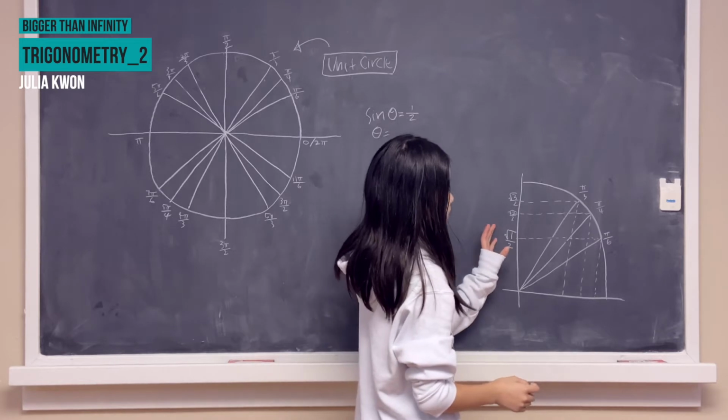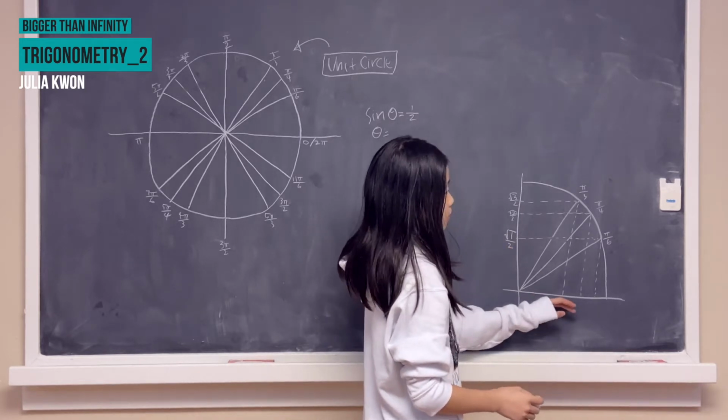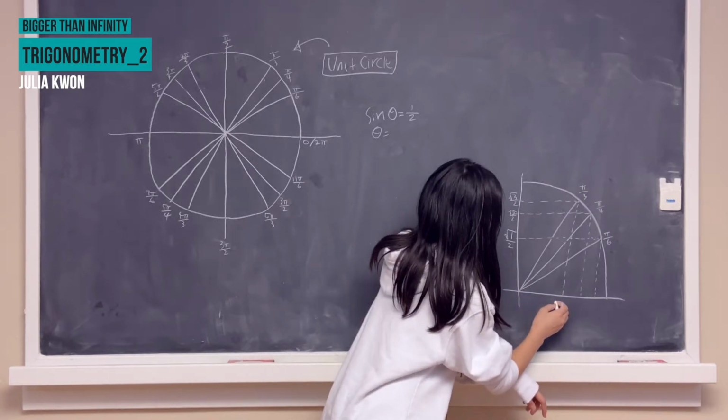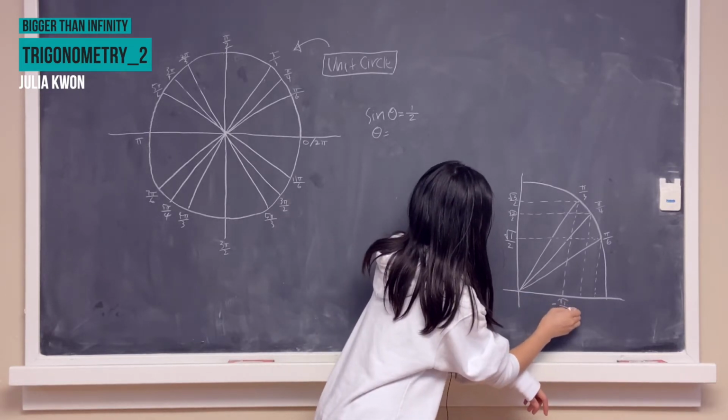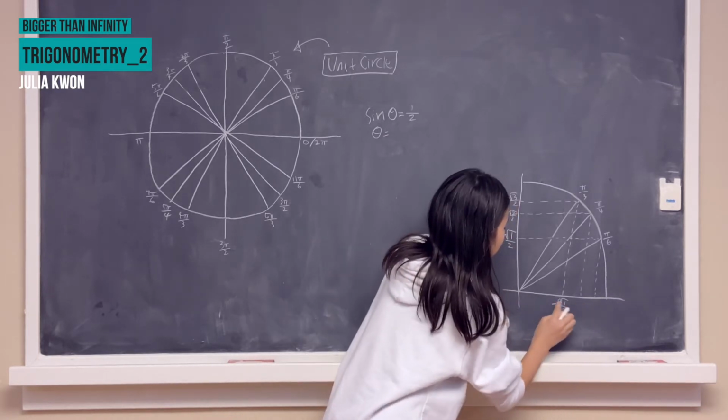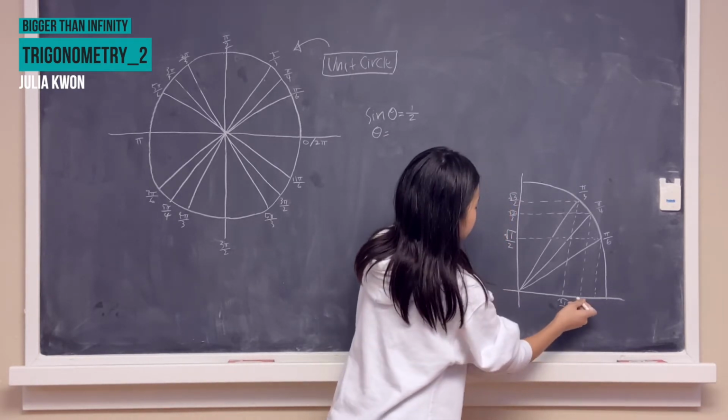Now this is exactly the same for this part, except it's just across, with negatives.